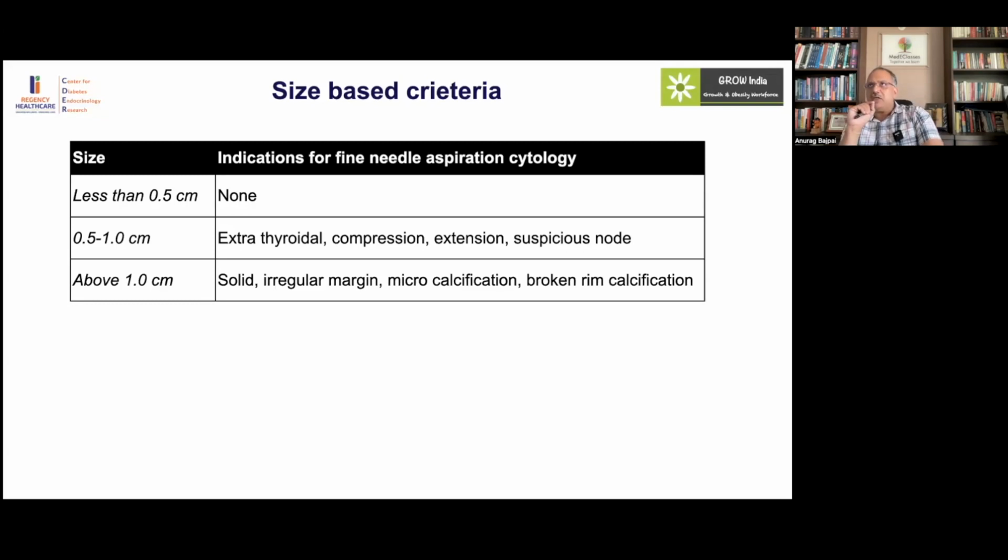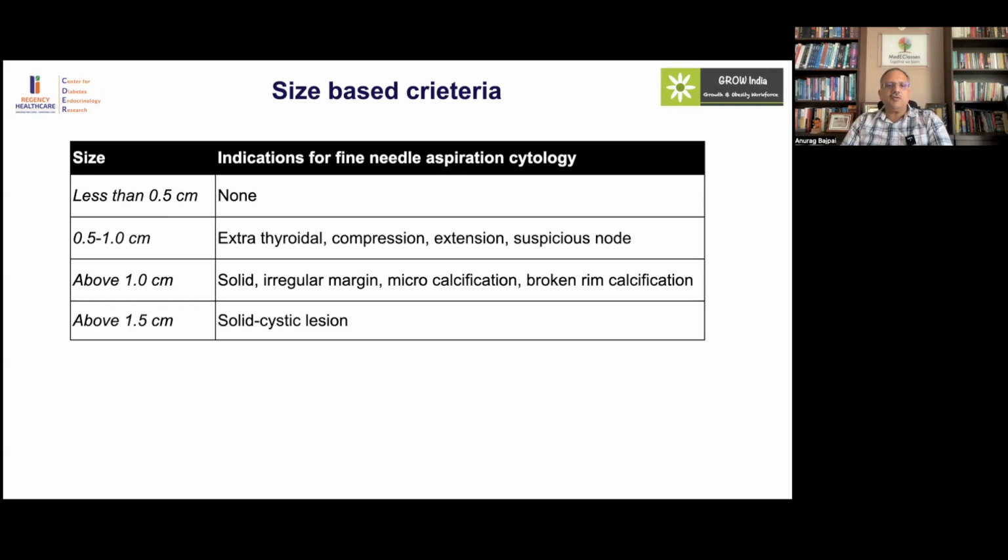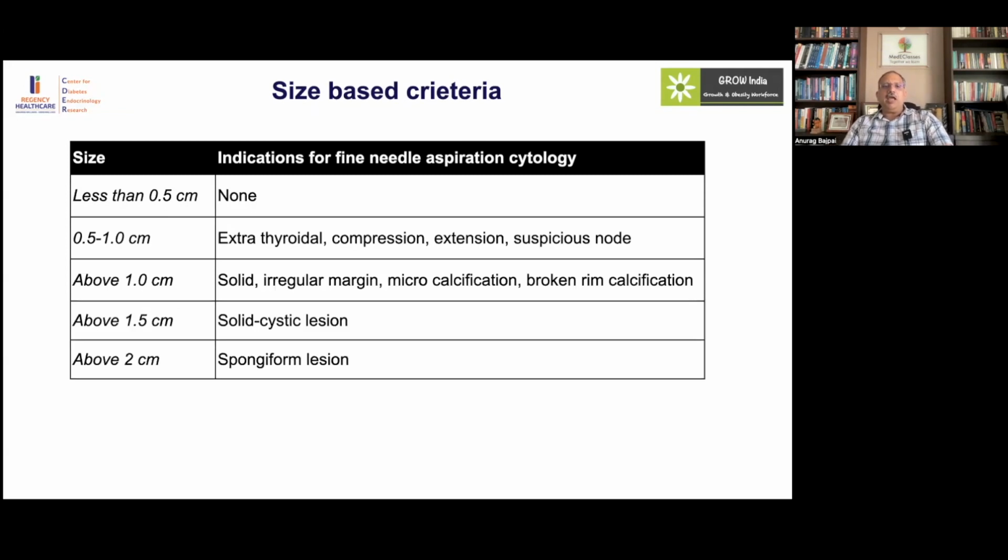And often in this scenario, you may have a suspicious invasive lymph node, and often the lymph node may be bigger than the lesion. Don't think that always the lesion will be bigger. If you think that this could be a metastatic lymph node, get an FNAC from that. If the size is above 1 centimeter, you should do an FNAC in most cases, especially if there is a solid lesion, irregular margin, microcalcification, or broken rim calcification, and above 1.5 centimeters if it's a solid cystic lesion, and above 2 centimeters if it's a spongiform lesion.